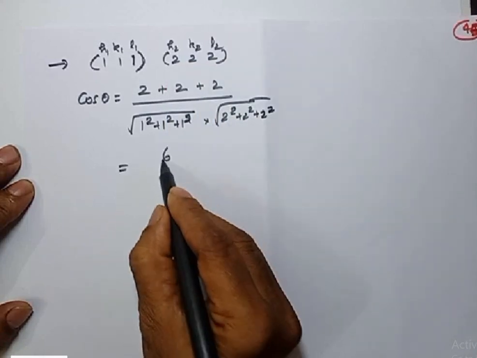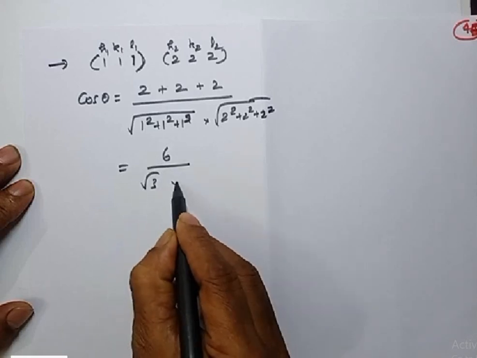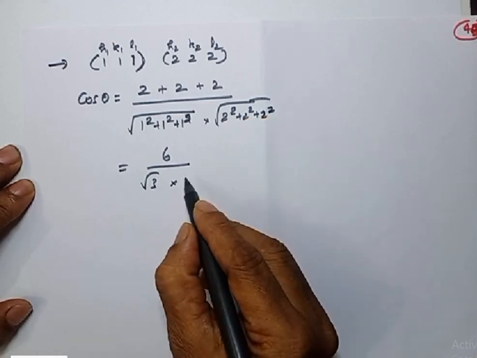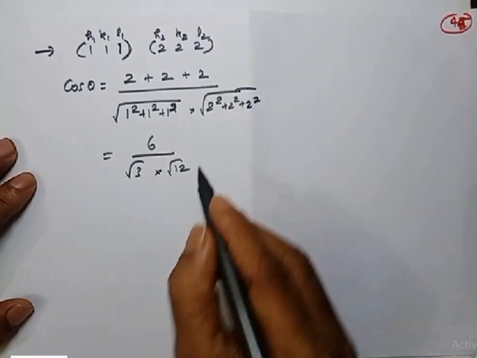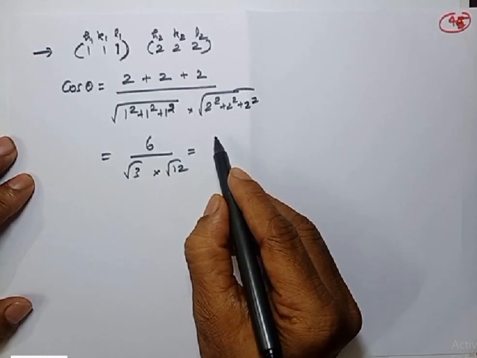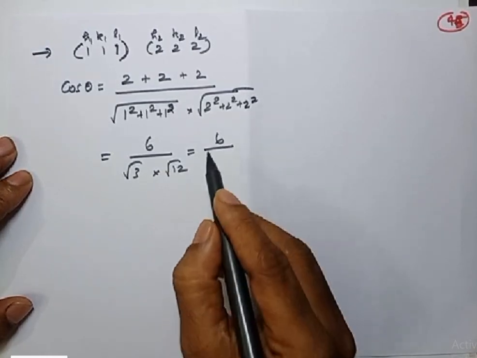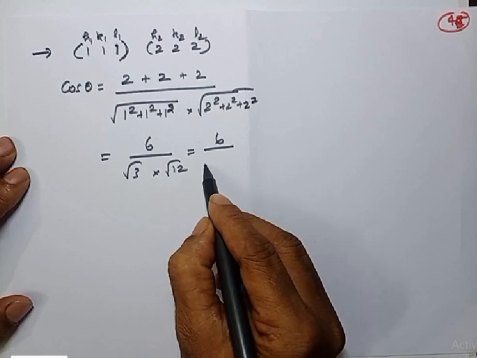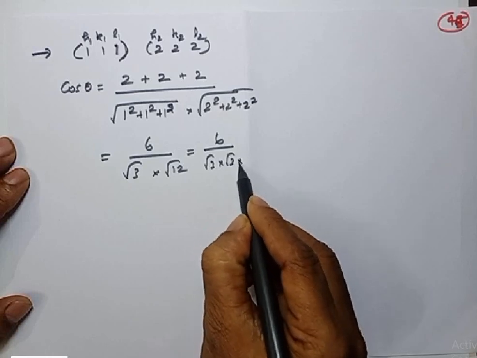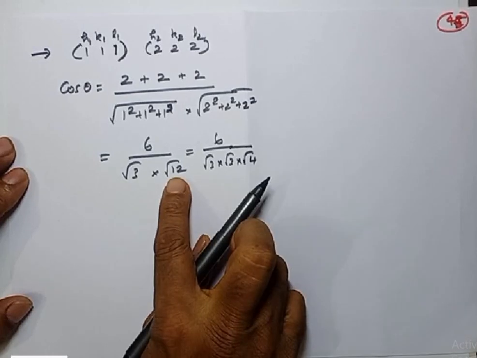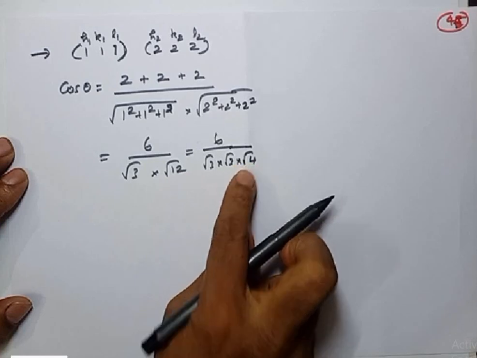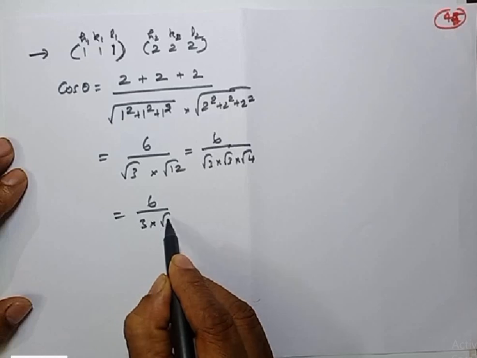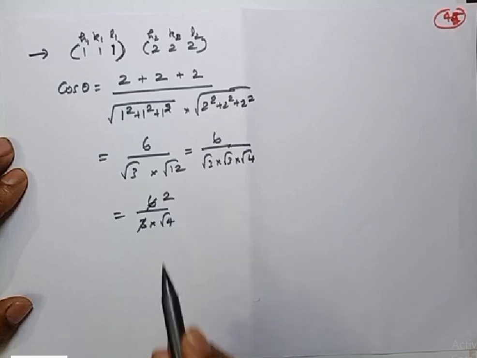Okay. So in the numerator we have 6. In the denominator this is root 3, and here 2 square is 4. 4 plus 4 is 8, 8 plus 4 is 12. So square root of 12. You can write this as 6 by root 3 into root 4. You can separate root 12 as root 3 into root 4. Root 3 into root 3 becomes 3. So 6 by 3 into root 4. 1 3 is 3, 2 3s are 6.